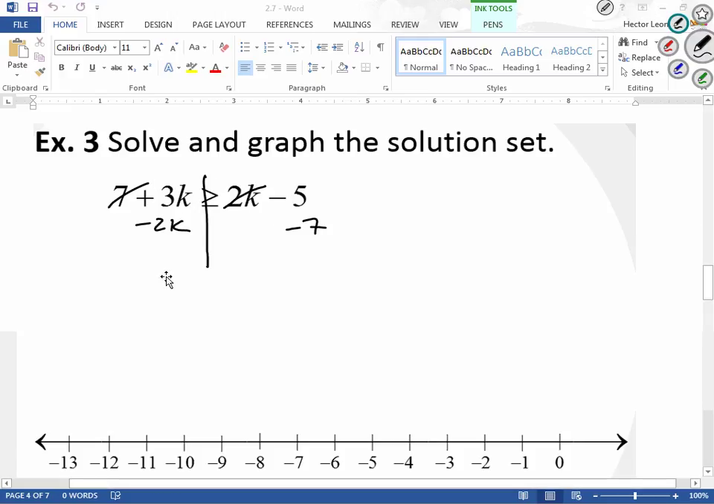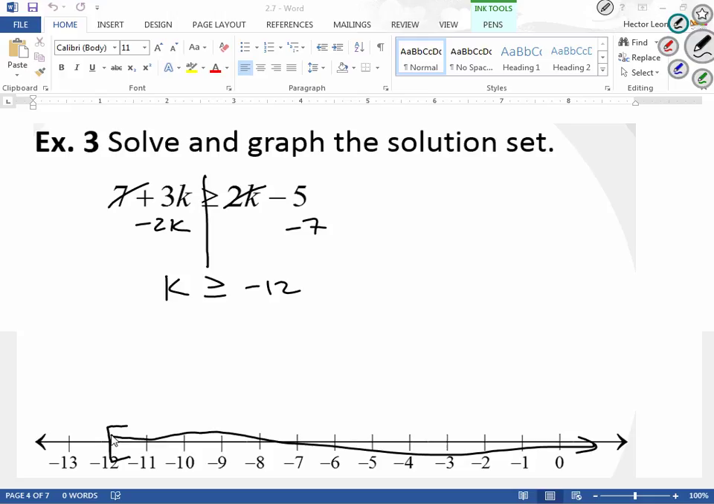3k minus 2k gives me 1k. This is greater than or equal to negative 5 minus 7, which gives me negative 12. Notice how my arrow looks towards the right now, and it is closed. So I'm just going to put a bracket at negative 12, and it goes towards the right. Once again, I want letters on the left, that way I can draw my arrow depending on the direction. If you notice, this looks kind of like an arrow going to the right.